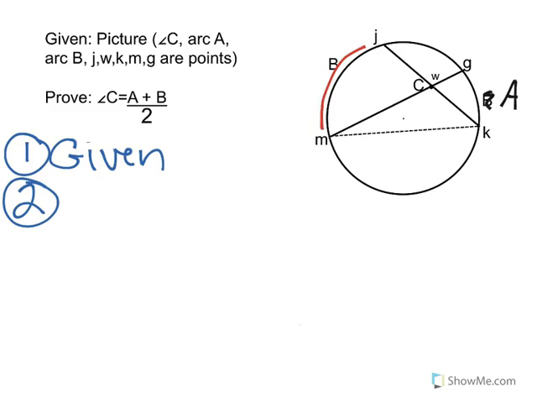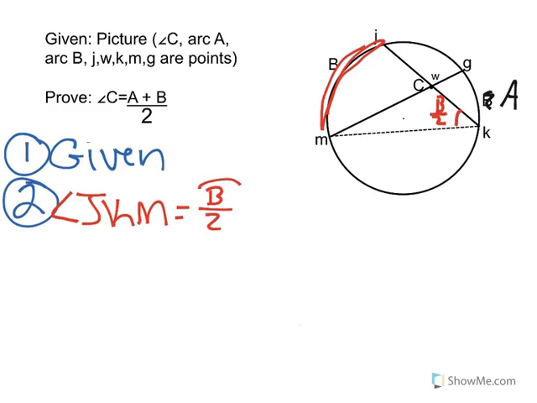So if this arc right here is arc B, then this angle down here would be an inscribed angle to that arc. So this angle would be B divided by 2. So let's write that down. We know that angle JKM would equal arc B divided by 2.